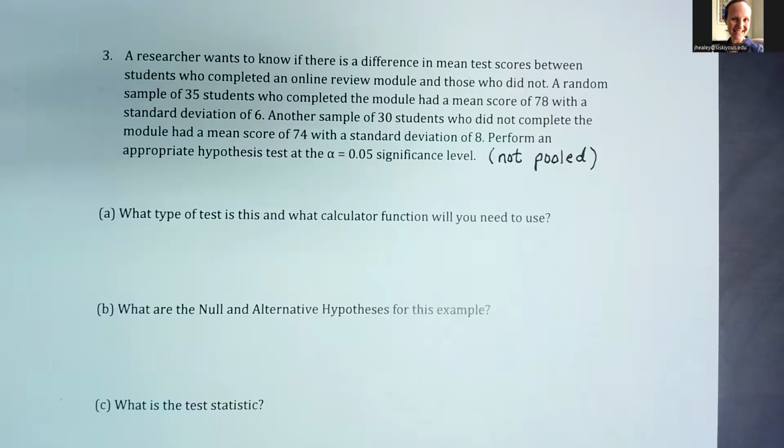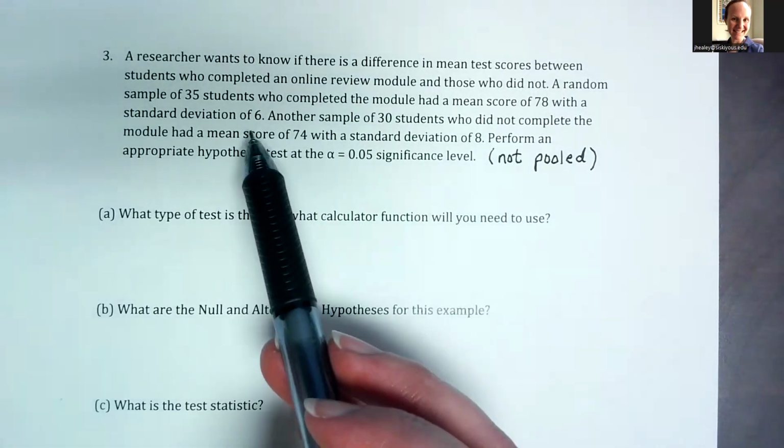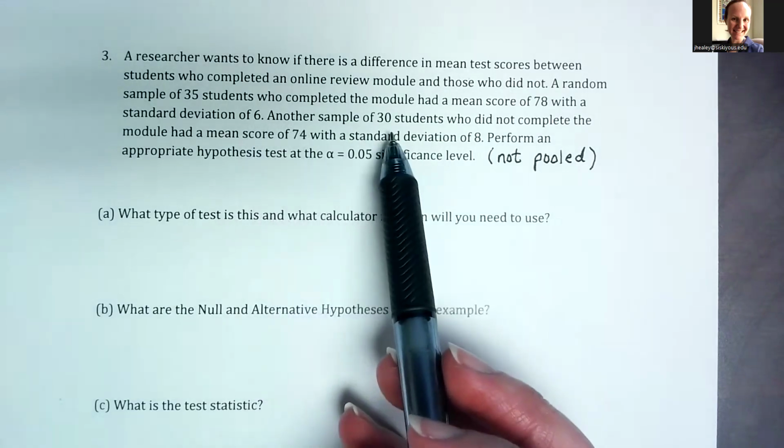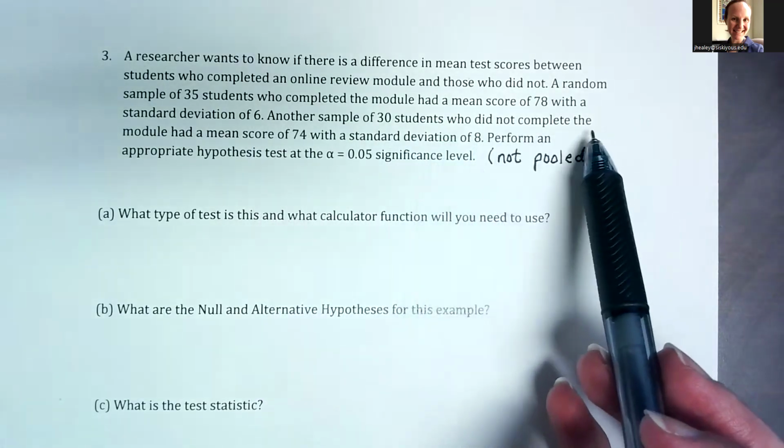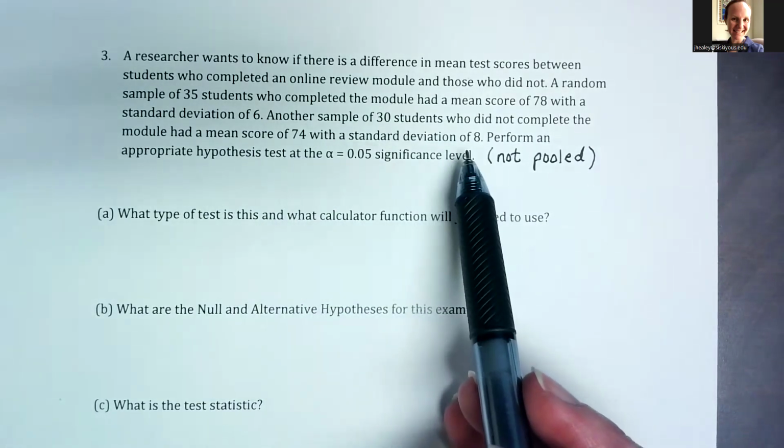A researcher wants to know if there is a difference in mean test scores between students who completed an online review module and those who did not. A random sample of 35 students who completed the module had a mean score of 78 with a standard deviation of 6, and another sample of 30 students who did not complete the module had a mean score of 74 and a standard deviation of 8.